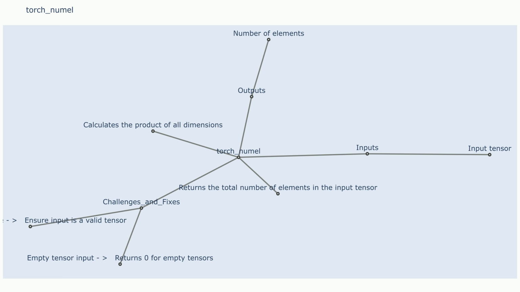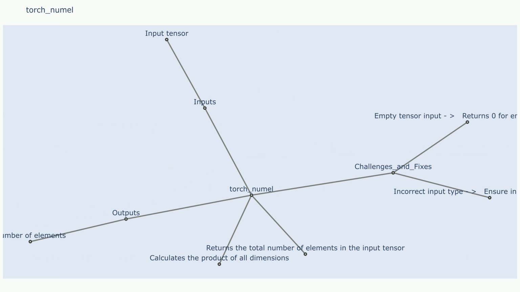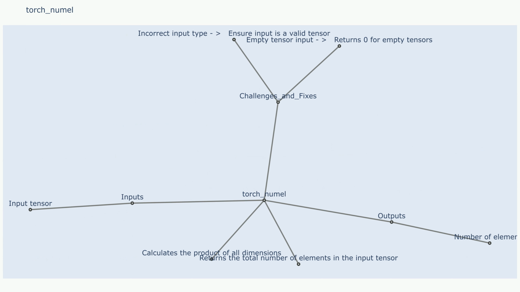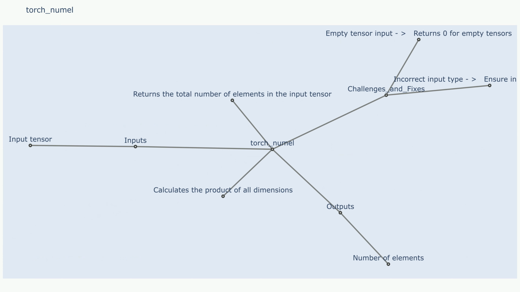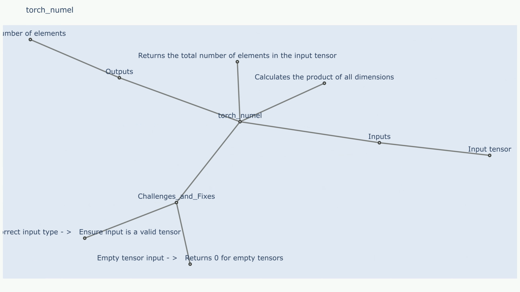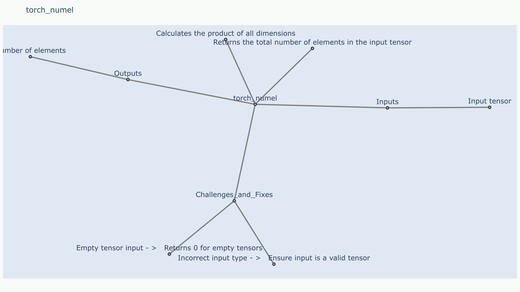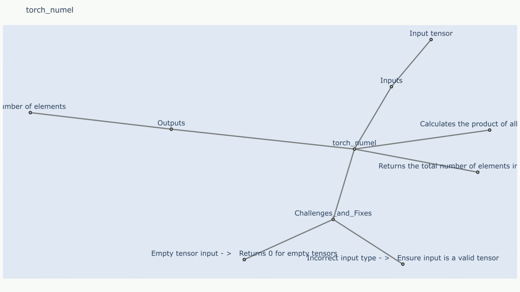torch.numel. Description: the torch.numel function calculates the total number of elements in a PyTorch tensor. It essentially determines the size of the tensor by multiplying all the dimensions together. Inputs: tensor, the PyTorch tensor for which you want to calculate the total number of elements. It can be of any data type and any dimension. Outputs: number of elements, returns an integer representing the total number of elements in the input tensor.